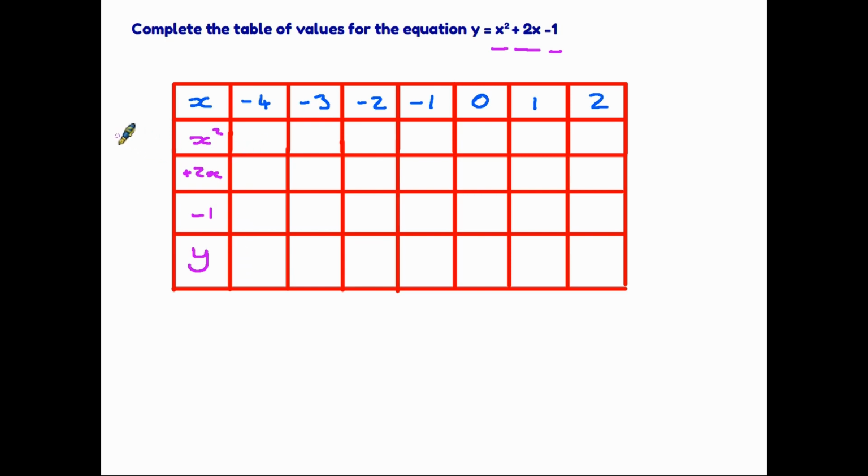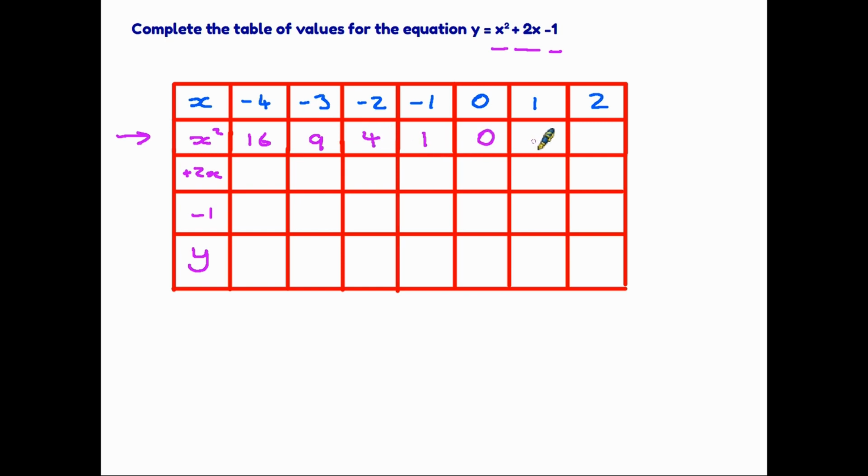So if we work on this first row, we have x squared. So for each of these values, we square it. So minus 4 squared is 16. Minus 3 squared is 9. Minus 2 squared is 4.